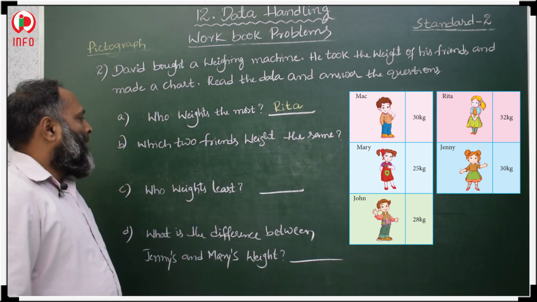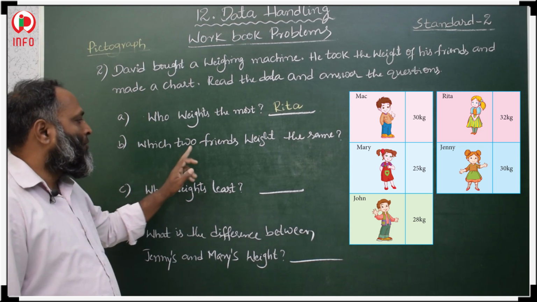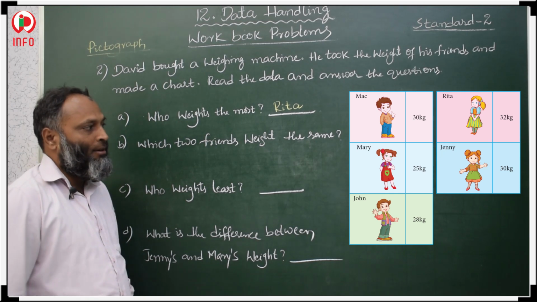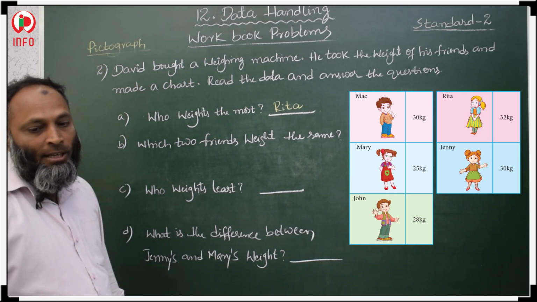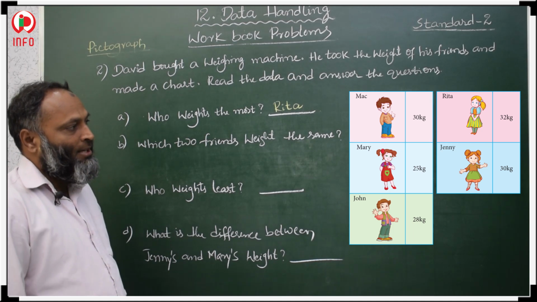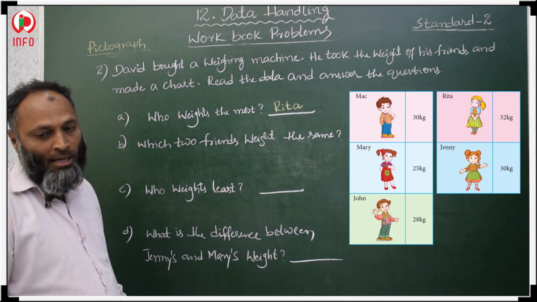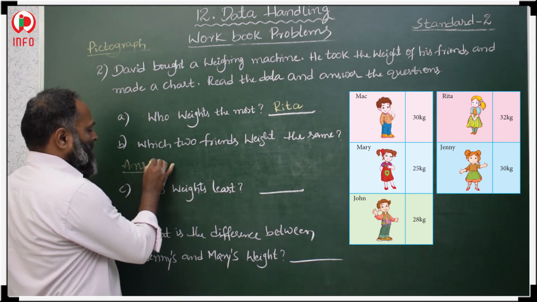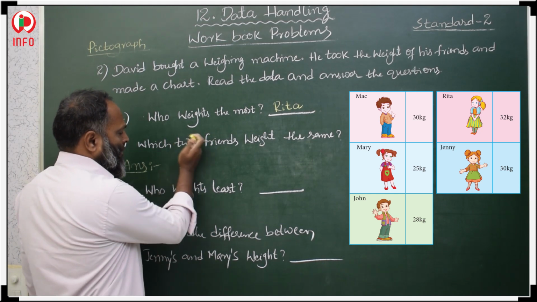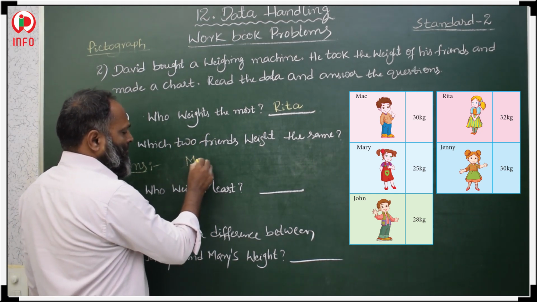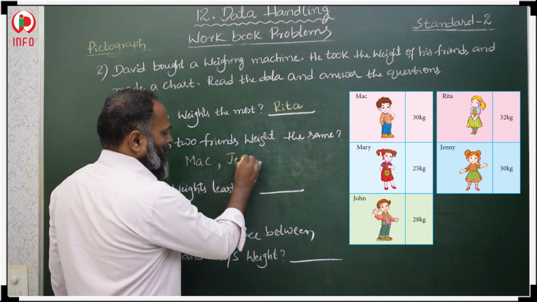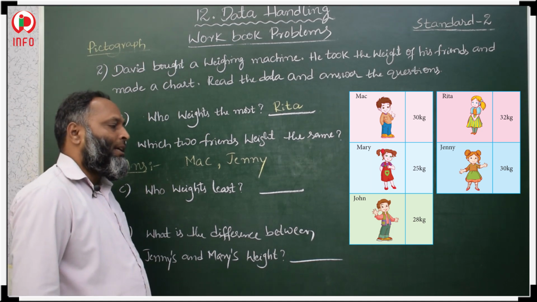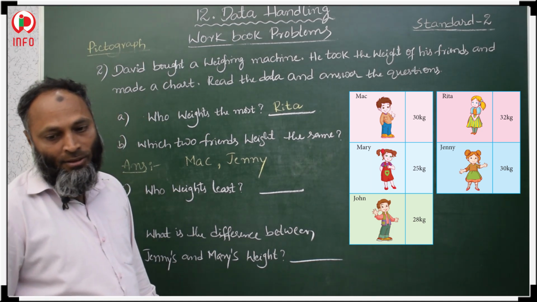Okay. Next, in the second question, which two friends weigh the same? Same weight means the same numeral. So that is 30 and 30 kgs. 30 and 30, two times is there. So that is Mac's weight and Jenny's weight. Mac and Jenny, so both have equal weight. Both have 30 kgs. Okay.